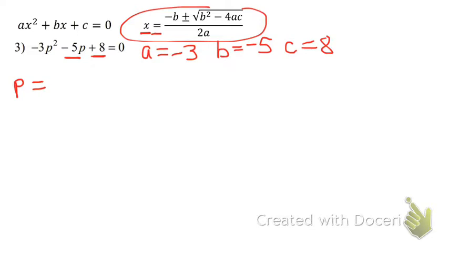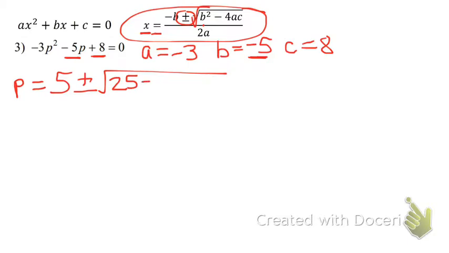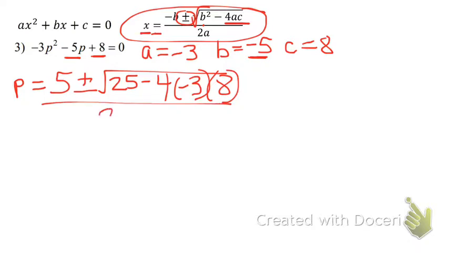Negative B, if B is -5, then negative B is 5, plus or minus the square root of B squared. Well, B is -5, and -5 times -5 is +25. Always write a positive number there. Minus 4 times A times C. 4 times A, which is -3, times C, which is 8. All over 2 times A.